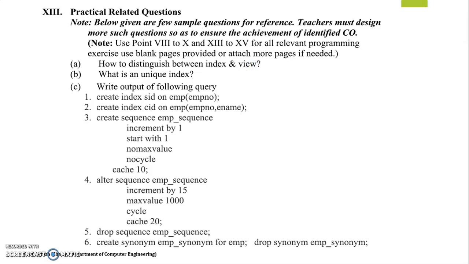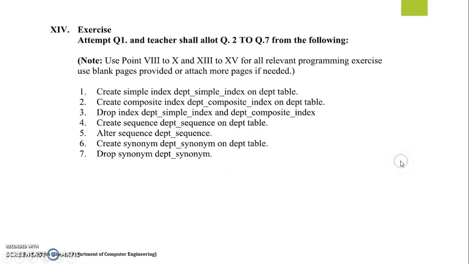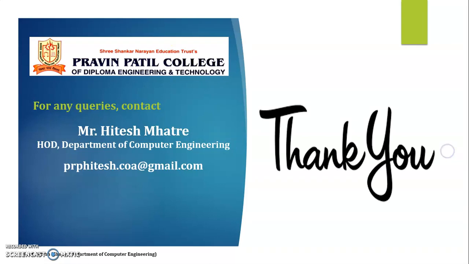These are some practical related questions. How can you distinguish between an index and a view? What is a unique index? You have to write the output for some queries here. A total of 6 queries are given, so what will be the output of those, and then some exercises: creating some indexes and creating some sequences. If you have any queries regarding index and sequence, you can contact me. Thank you.